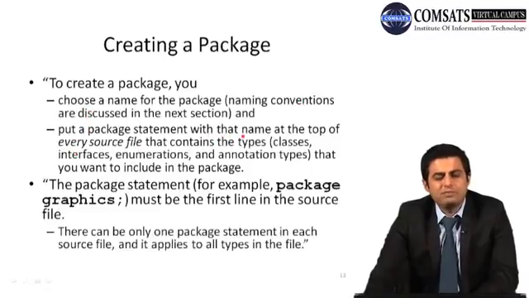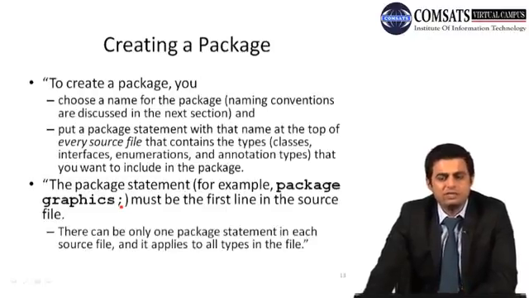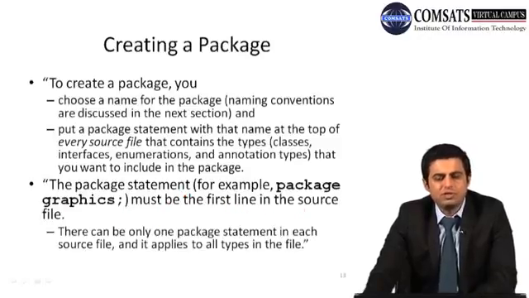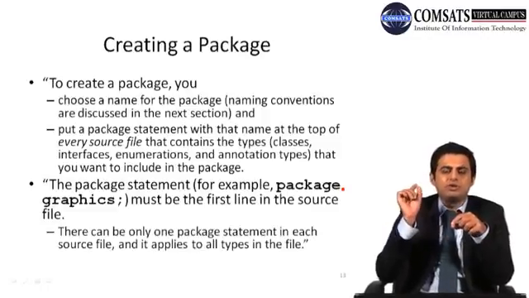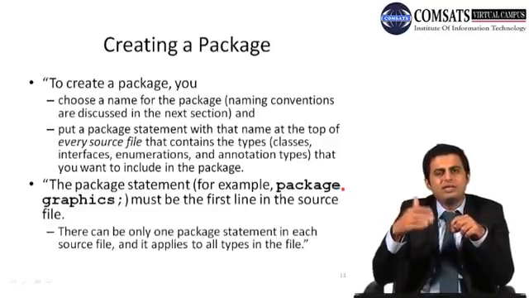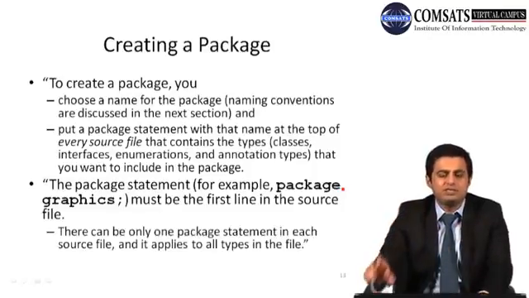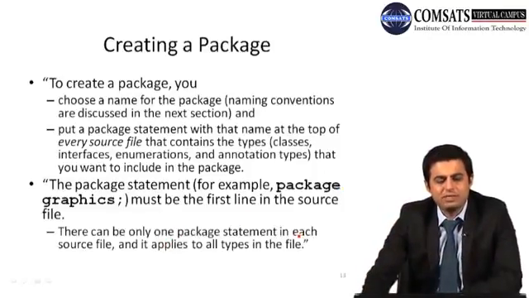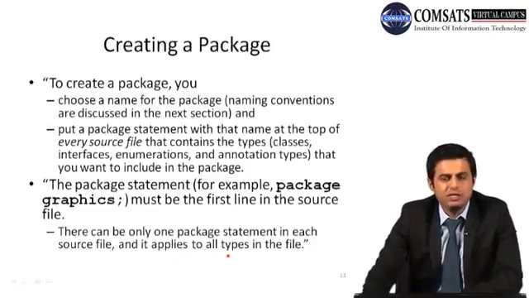Put a package statement with the name at the top of every source file that contains the types, classes, interface, enumeration, and annotation types that you want to include in the package. The package statement, for example, package graphics. If this package is going to have only classes for graphics, then you can name it graphics. It must be the first line in the source file. So in every class you are going to write package graphics semicolon in the beginning to tell the readers that this class is part of the graphics package. There can be only one package statement in each source file, and it applies to all types in the file.